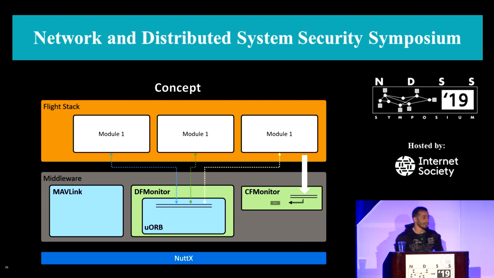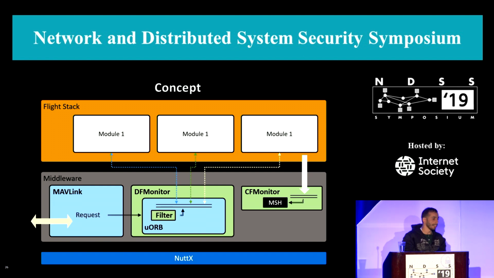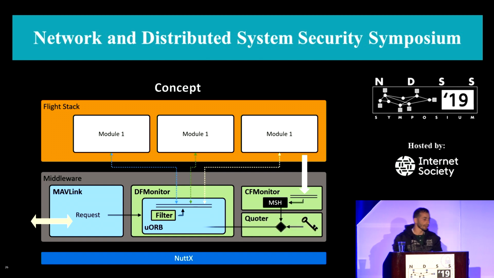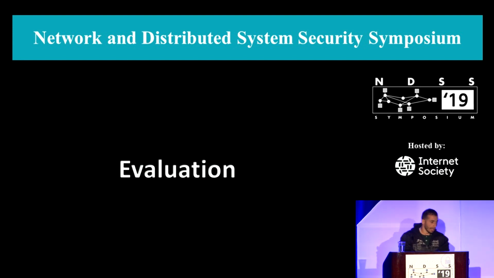The CF monitor, on the other hand, is the instrumentation from modules that jump to a logic that calculates a multiset hash function. In addition to this, we needed a filter to filter the attestation requests coming in, in order not to alter the internal state of the PX4, and a coder that actually signs the attestation or authenticates the attestation response with the data when it's generated.